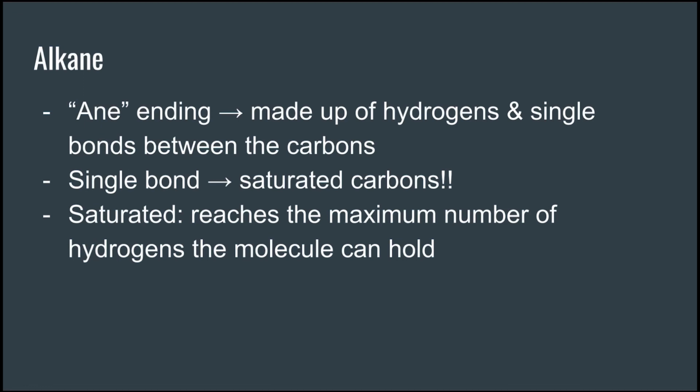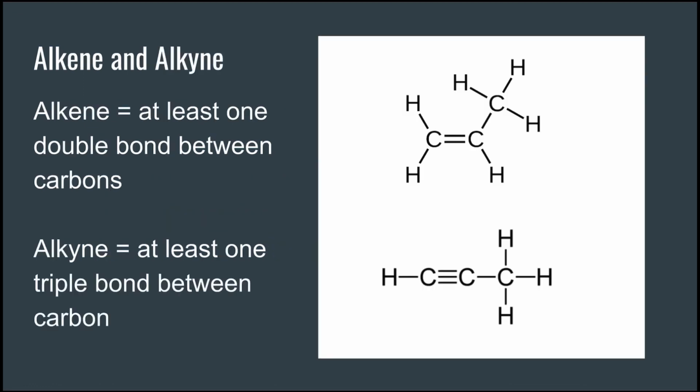Well, yes, in fact, 2 different ways: alkene and alkyne. Alkene means that there is at least 1 double bond between carbons. Alkyne means that there is at least 1 triple bond between carbons. Pretty similar, right? Both of these are unsaturated because they do not reach the maximum number of hydrogens the molecule can hold. Looking at their first example, this is propene.